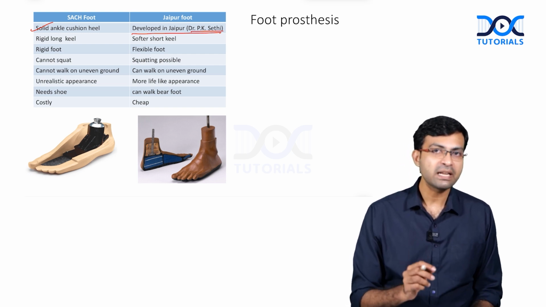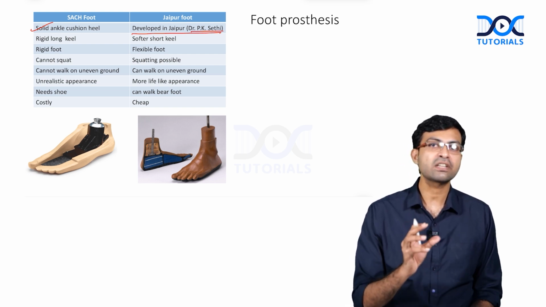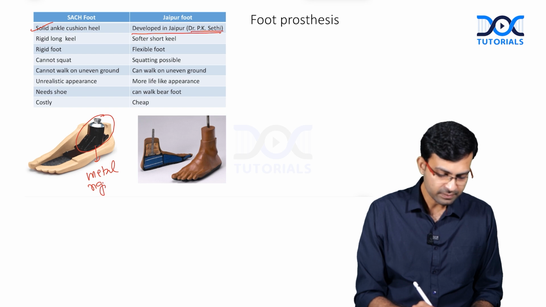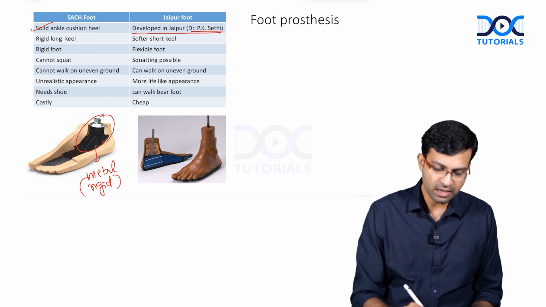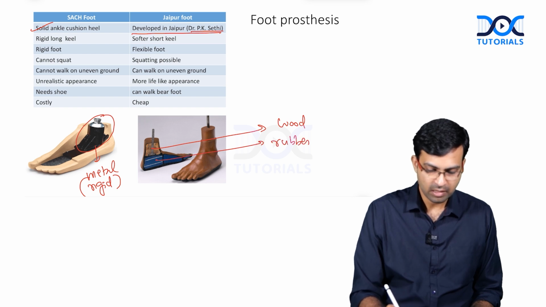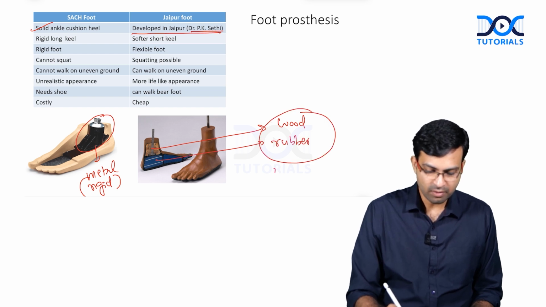What is the primary difference between the SACH foot and the Jaipur foot? The primary difference is in the construction of the ankle part. The ankle part in SACH is primarily made up of metal, so it is very rigid. While in the case of a Jaipur foot, the ankle part is primarily made of wood and also rubber. This makes it more flexible. That is the primary difference.